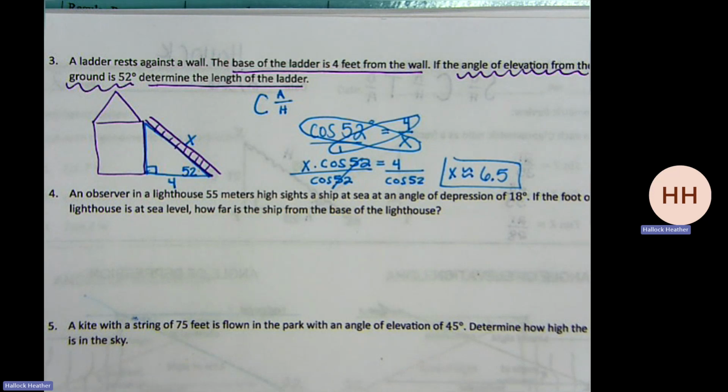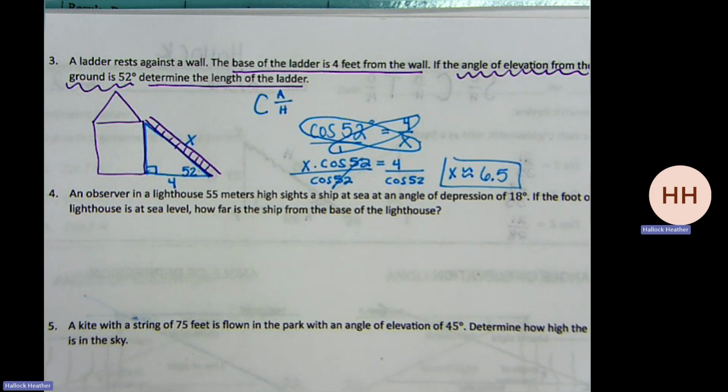He sights the ship, so draw a line connecting it to the ship. It's actually going down. It's 18 degrees, so technically the 18 degrees goes inside, and it's really moving here.